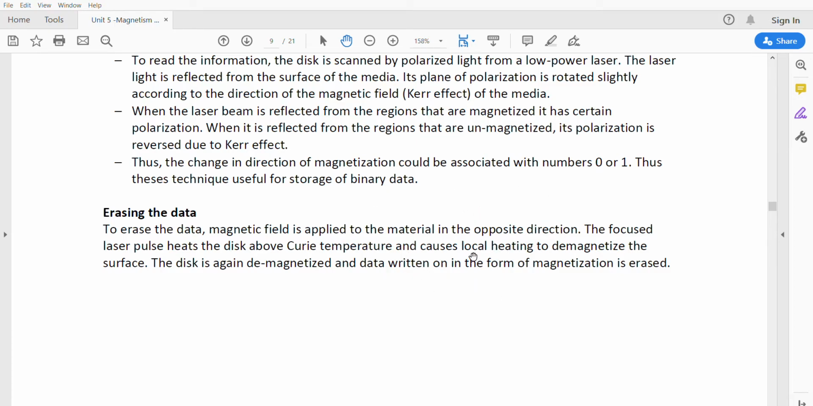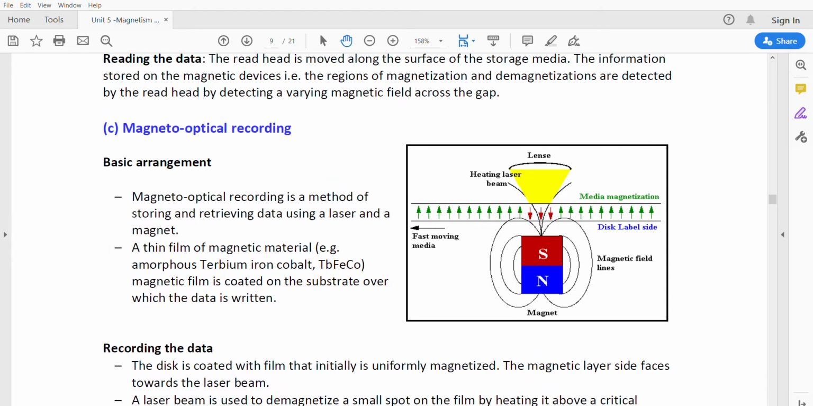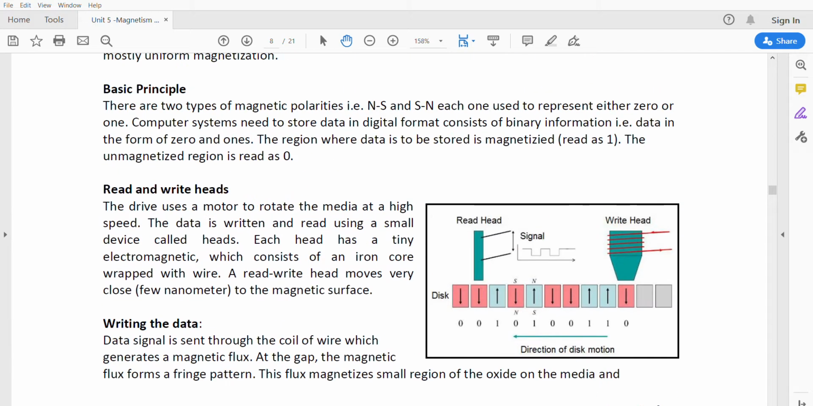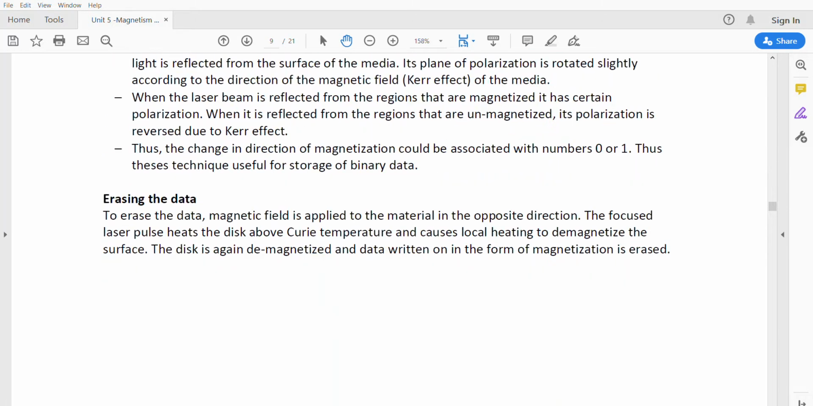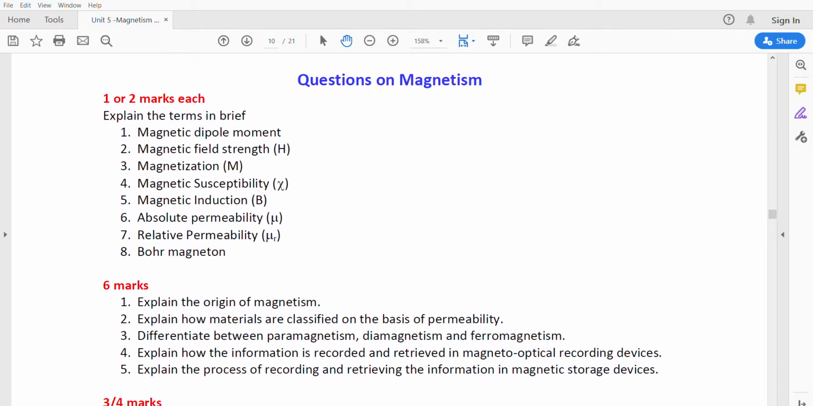This is about magnetic storage using the laser and magnetic storage using the read head and write head. This is about the total magnetism lesson. The questions here we can discuss. Mainly 1 or 2 marks questions are important in this section, and we also have to prepare MCQs for the exam. Here we will see the 1 or 2 marks questions.